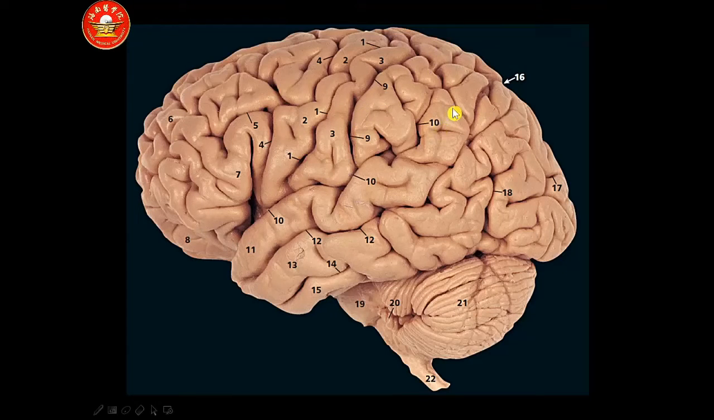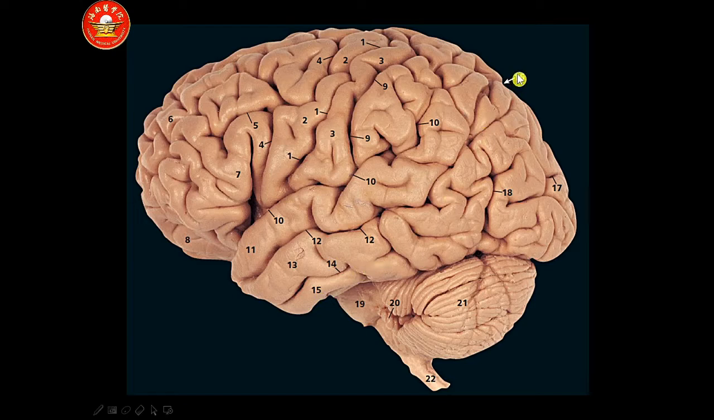Number 10, lateral fissure. Number 11, superior temporal gyrus. Number 12, superior temporal sulcus. Number 13, middle temporal gyrus. Number 14, inferior temporal sulcus. Number 15, inferior temporal gyrus.